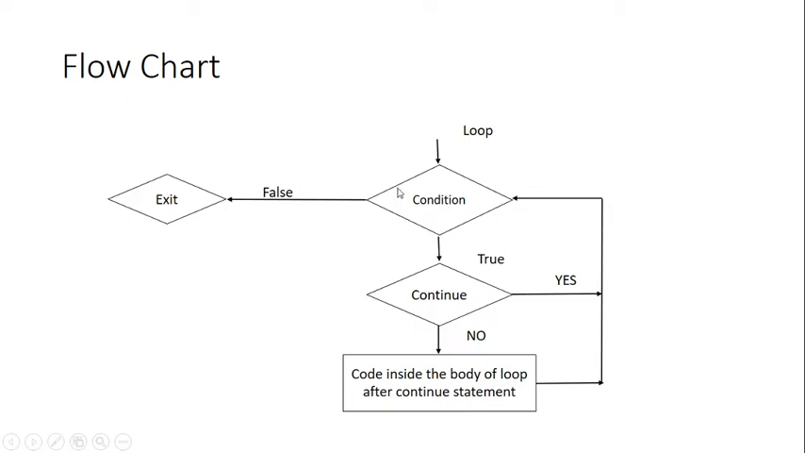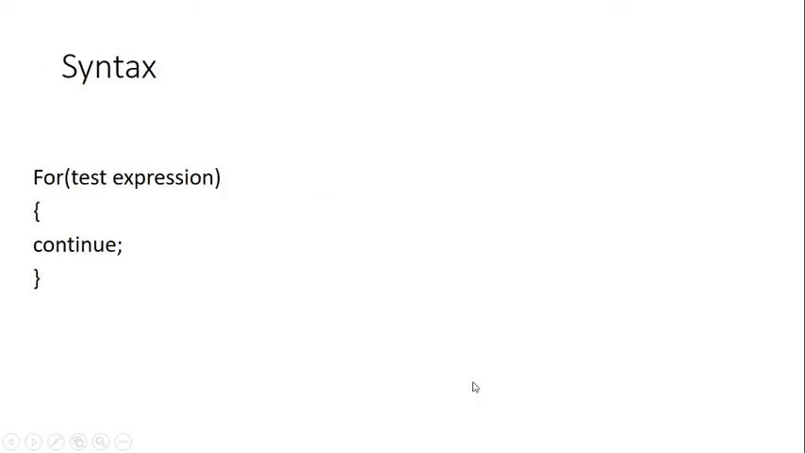So here is the flow chart. If the condition is true, then it goes to the continue. Then it will skip some iteration and start after this continue statement in the body of the loop. Now here is the syntax. Whatever you have written in a for loop, if you use continue over here, it will skip that iteration and go to the next one.